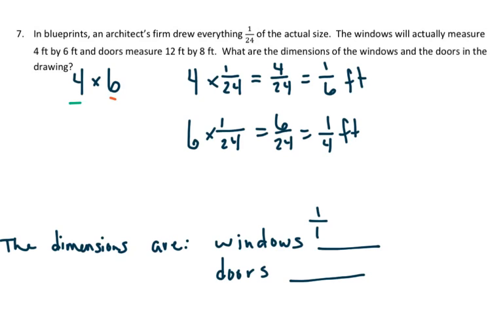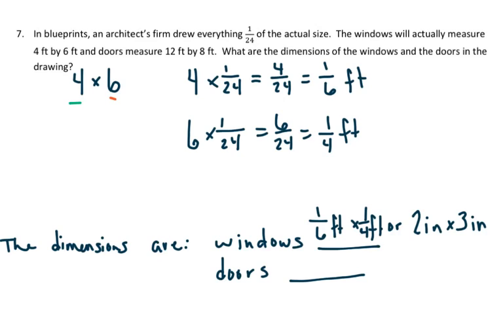So we can put that here. But I'm also going to write this in inches as well, because it's a little bit friendlier in inches. So 1/6 of a foot is 2 inches. And 1/4 of a foot is 3 inches. So the windows in the drawing would be 2 inch by 3 inch drawings.